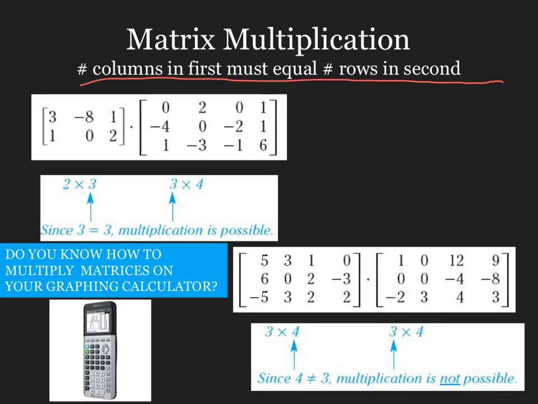So what does that mean? Well, this first matrix over here is a 2 by 3. 2 rows, 3 columns. This matrix is 3 rows, 4 columns. Notice how the number of columns in the first matrix is equal to the number of rows in the second matrix. So I can multiply them together.